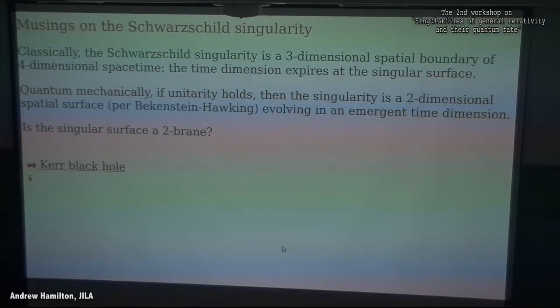And that third spatial dimension must become an emergent time dimension. I have no idea what that means. That's why I've called it musing. But it must be if you require that unitarity holds. This is closely related with the information paradox. I would like to know if there are any string theorists around here, because I'm not a string theorist, but it sniffs to me like the singular surface is a two-brane. But I might be wrong about that.